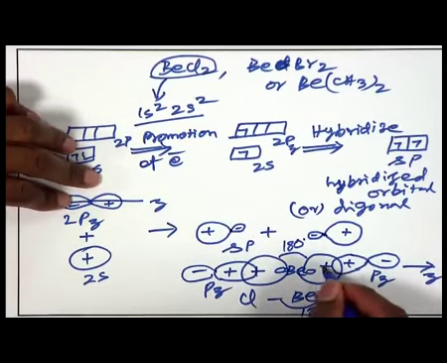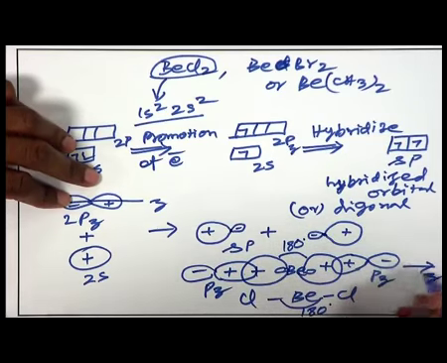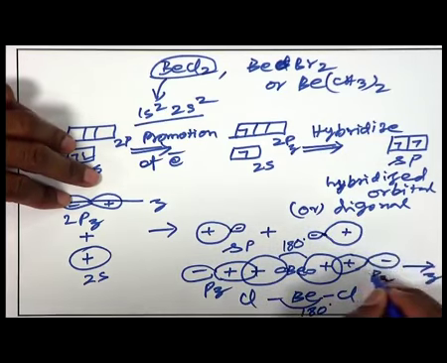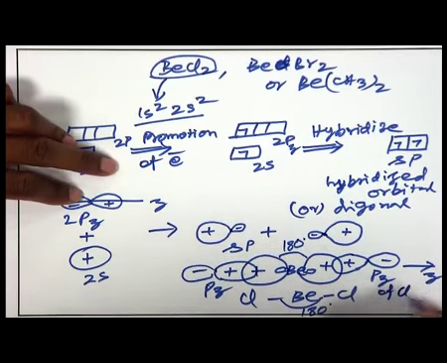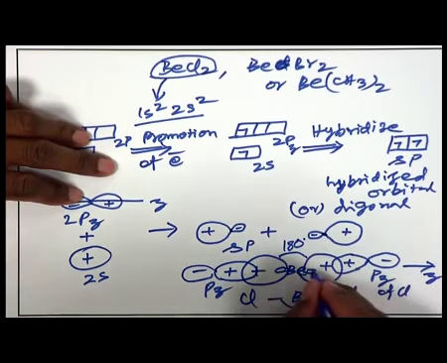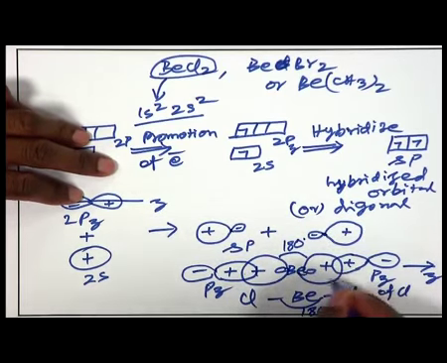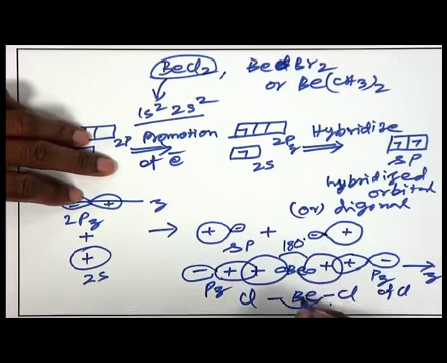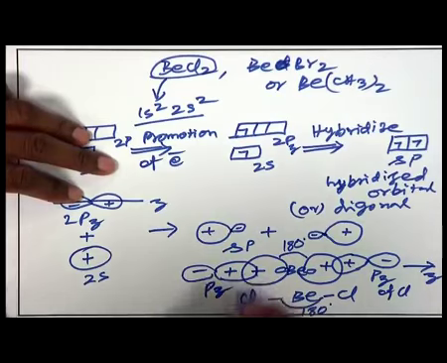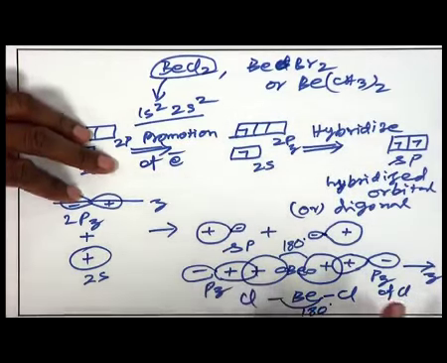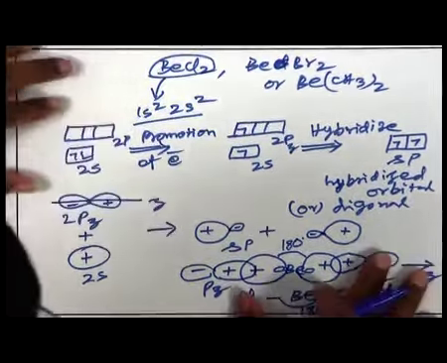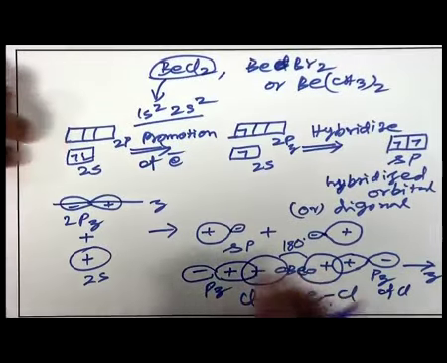Each contains 1 electron, which is ready for bond formation with another atom having 1 unpaired electron. This one is the pz orbital of chlorine, which contains 1 electron and can combine with this sp hybridized orbital to form a covalent bond, a sigma bond, between the beryllium atom and the chlorine atom. Similarly, in this direction also. So, this is called sp hybridization.